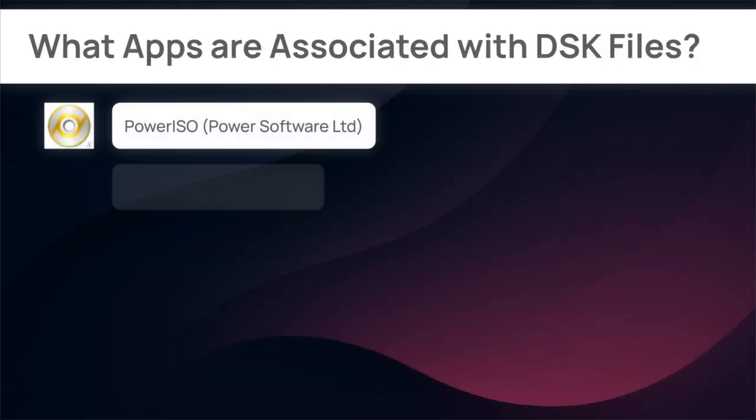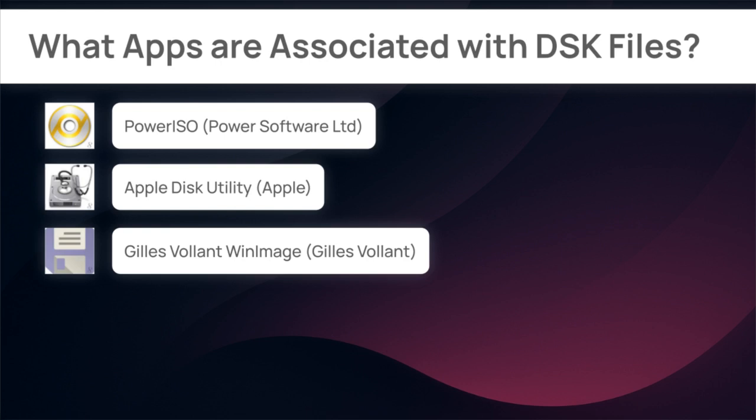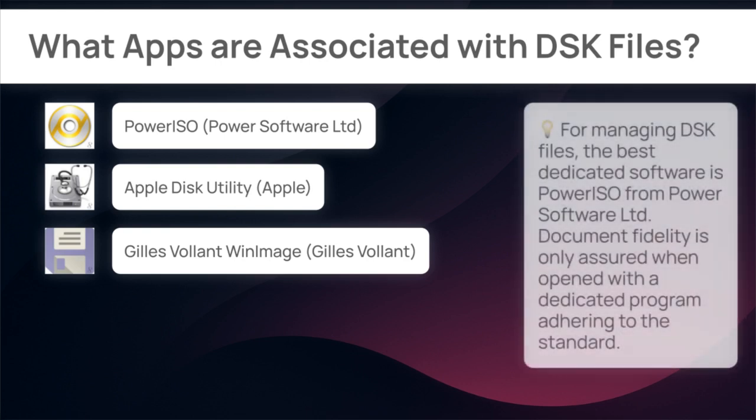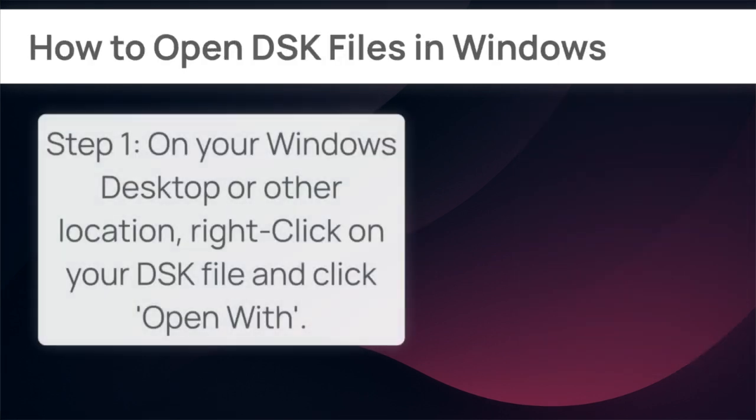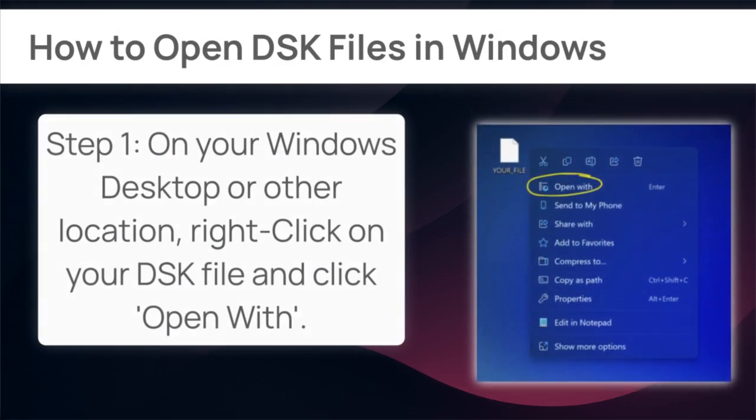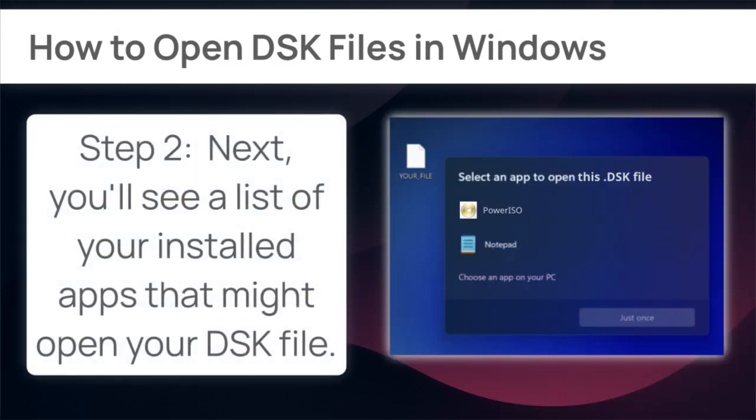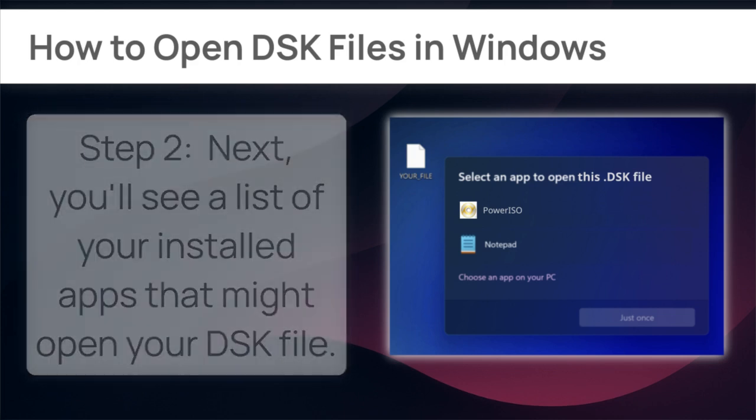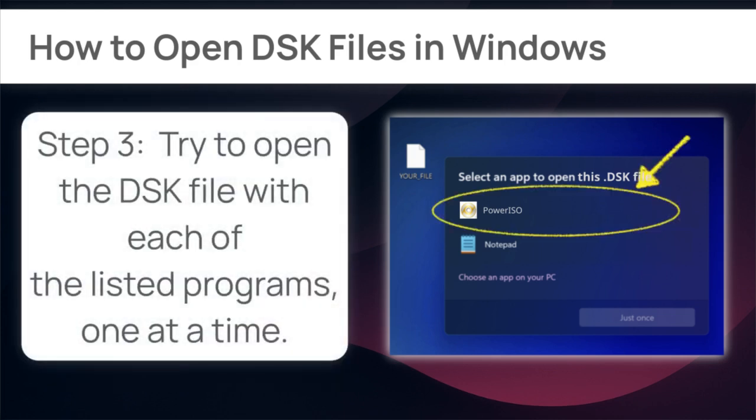The most widely recognized opener for DSK is unequivocally PowerISO from Power Software Limited. Windows cannot natively resolve the external dependencies of this proprietary file. Windows may identify the file as a disk image, but only specialized tools can open it. To circumvent the initial application error, right-click the DSK file and choose Open With. Prioritize PowerISO if available. If absent, choose another application. We are looking for a successful file association.